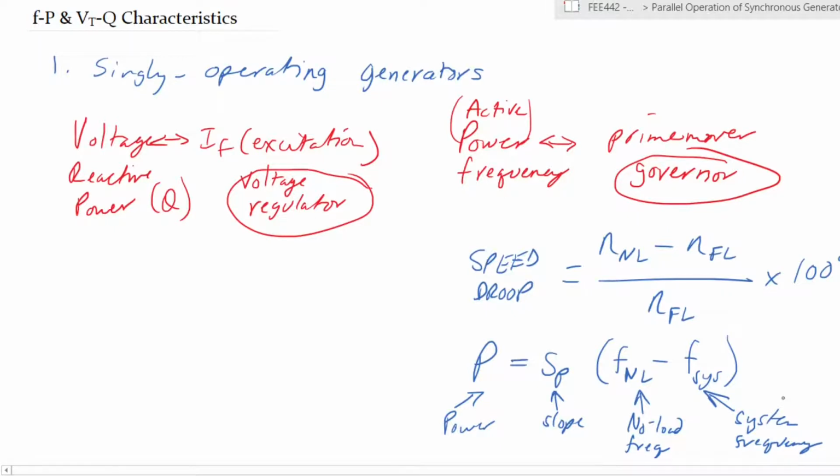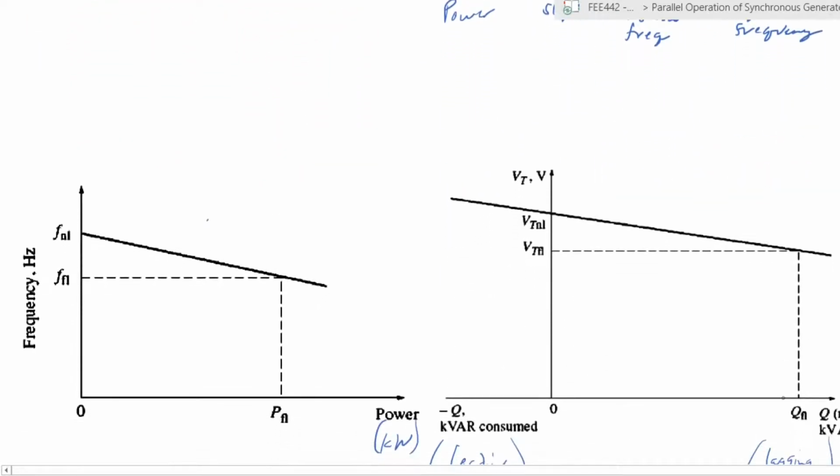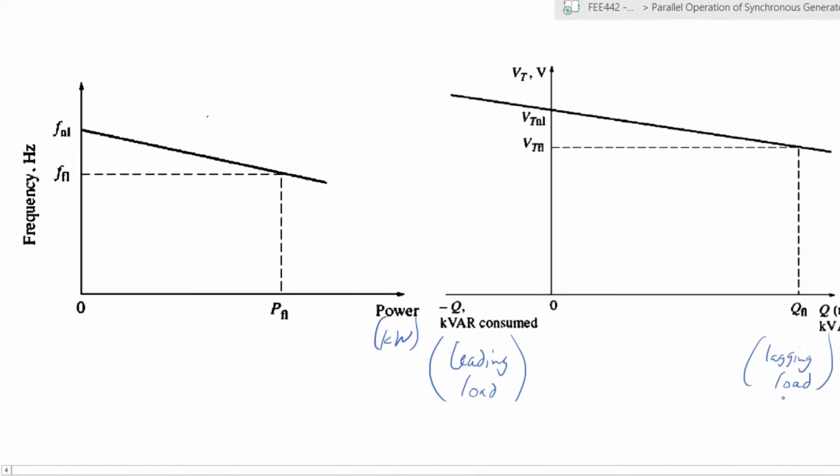Okay, so now let's look at what those characteristics look like. You can see side by side, we have the two relationships that we were talking about. Here on this side, we have your real, let's call it active power. And on this side, you have reactive power. And those are the relationships between the two.